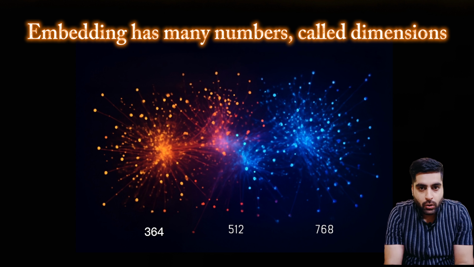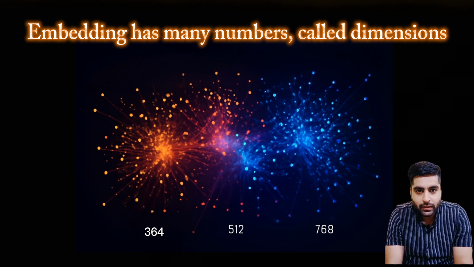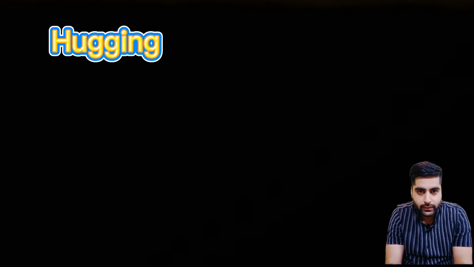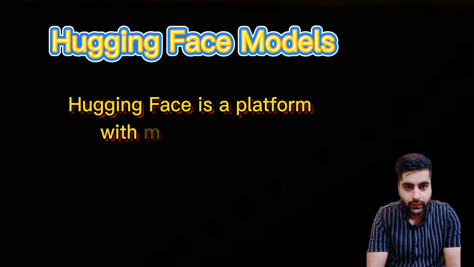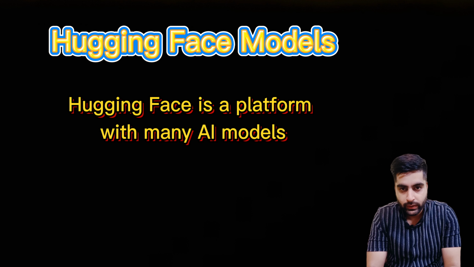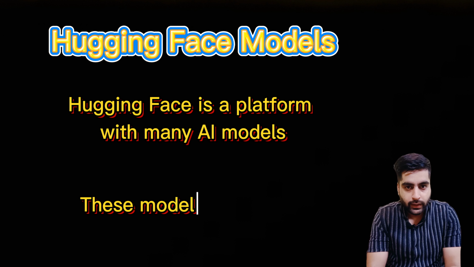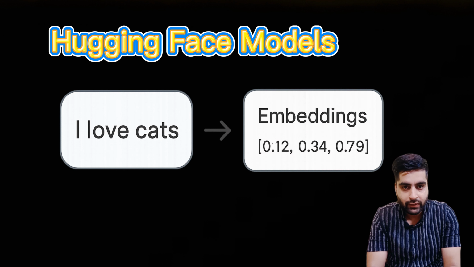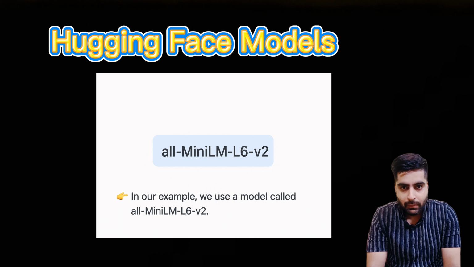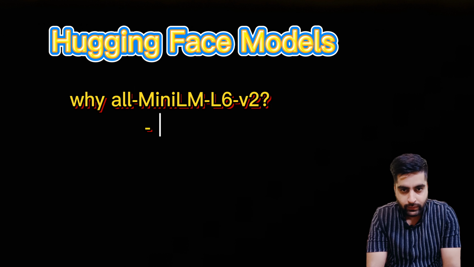Now, the question that comes into our mind is how can we calculate these embeddings? For this, we require Hugging Face models. What is Hugging Face? Hugging Face is a platform that contains AI models. These models can convert sentences into embeddings. Suppose we have a sentence like "I love cats" and we pass it to a Hugging Face model. Now it will convert it into numbers, and these numbers are called embeddings. all-MiniLM-L6-v2 is the model that we will be using today in our implementation. It is fast, it is small, and it is very good.